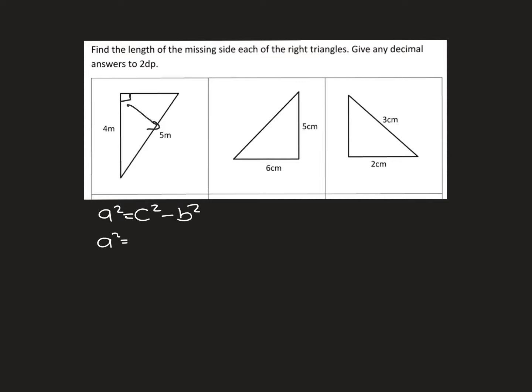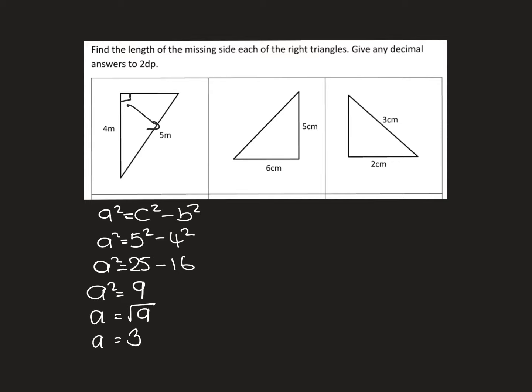So a squared is equal to, the hypotenuse is 5, so 5 squared take away 4 squared, 4 squared being your other side that you have. So a squared is equal to 5 squared is 25, 4 squared is 16, so take away 16. 25 take away 16 is 9. That's what a squared is. We want to work out a, so we need to take the square root. So the square root of 9 is 3, because 3 times 3 is 9. And this is metres, this particular question, so we'll put in metres as our units.